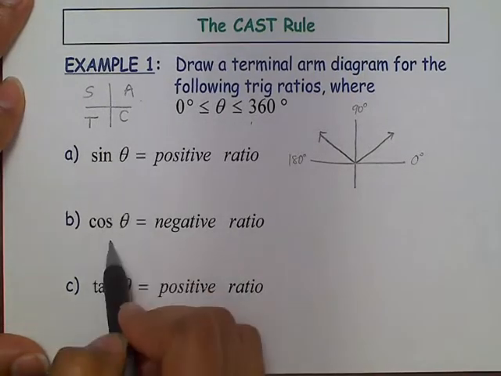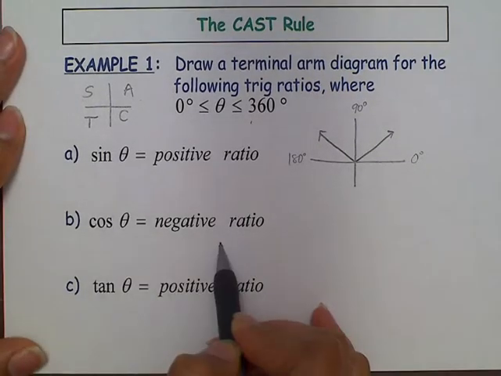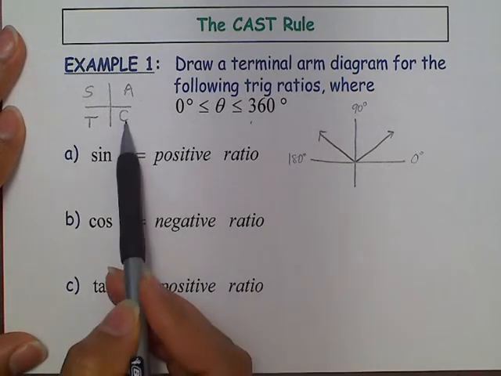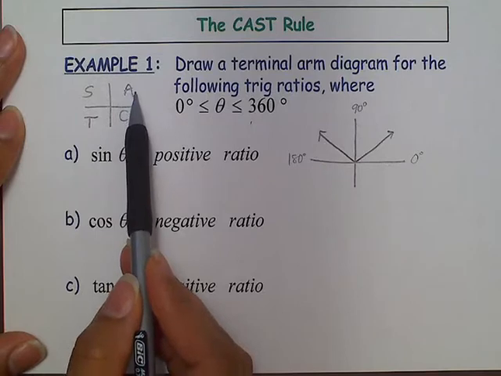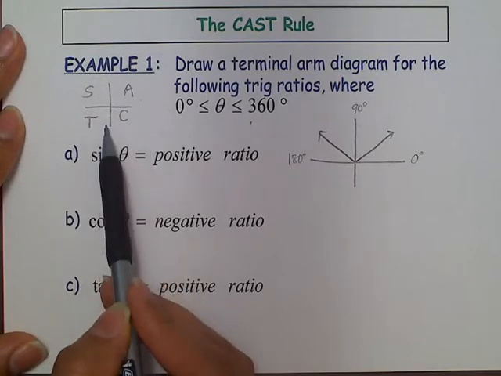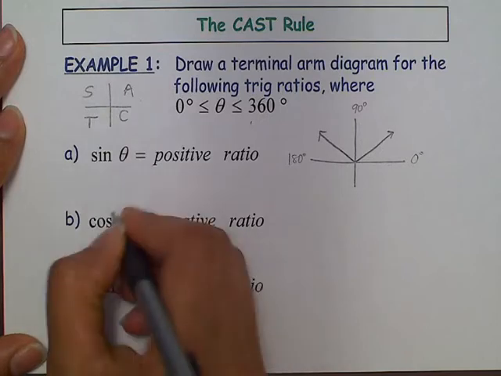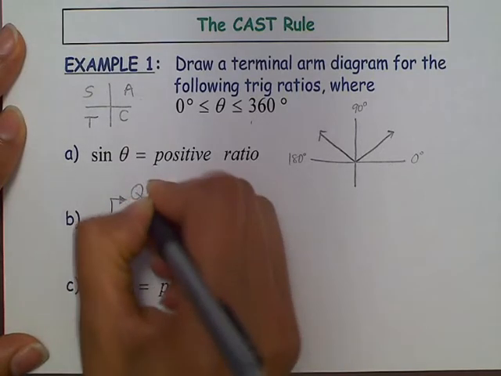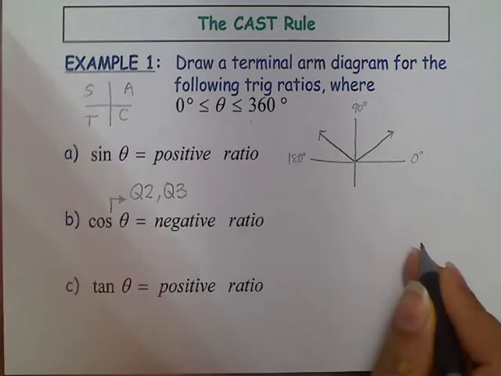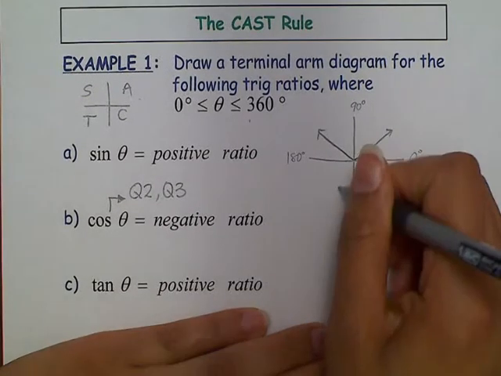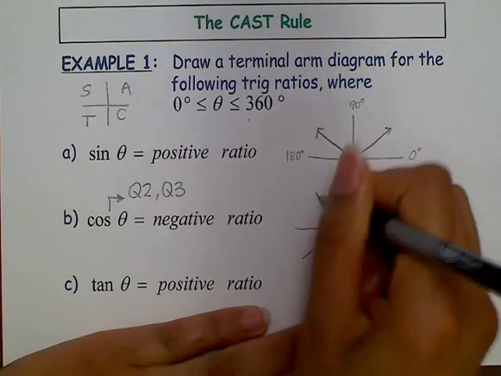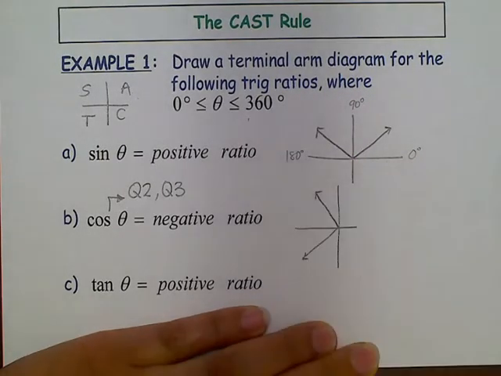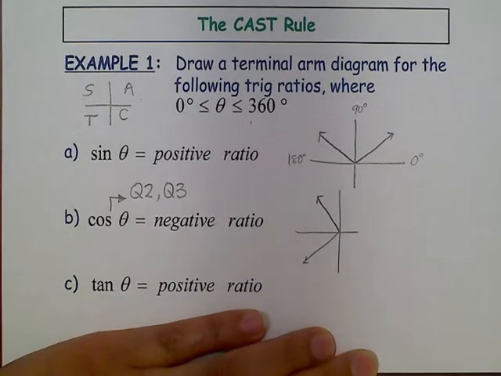Okay, for part B, I'm looking for where the cosine ratio is negative. So, I know it's positive in the fourth quadrant, and I also know it's positive in the first quadrant. So that means in the other two quadrants, it's going to have to be negative. So this tells me the angle will be in quadrants 2 and 3. So when I draw my terminal arm diagram, I'm going to focus mostly on quadrant 2 and quadrant 3. So my angles have to be in quadrants 2 and 3 in order to get a negative ratio as a result.